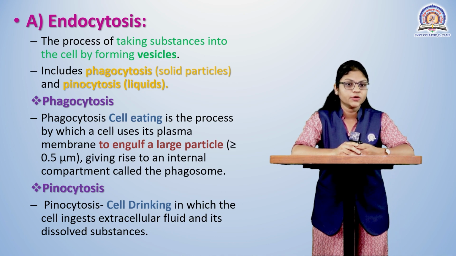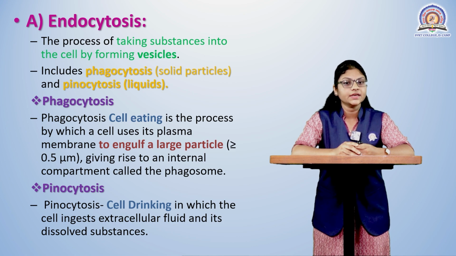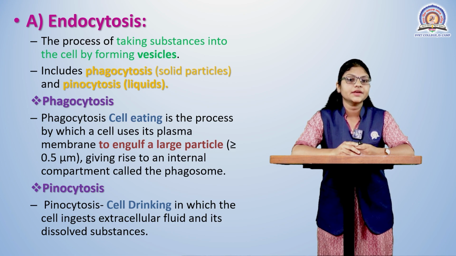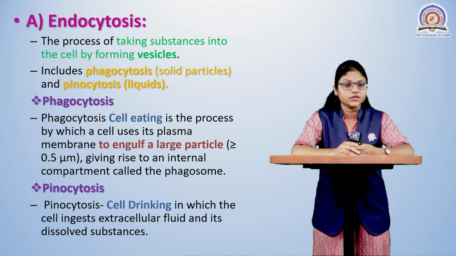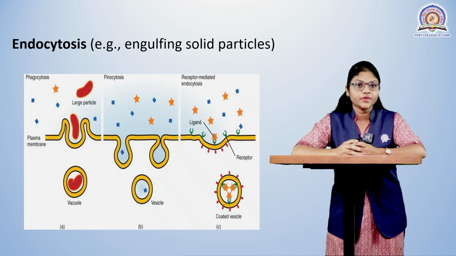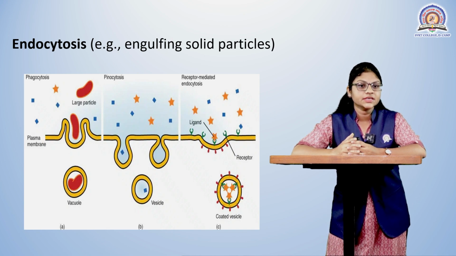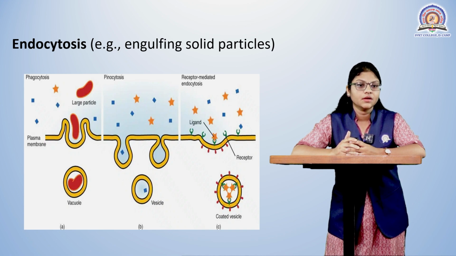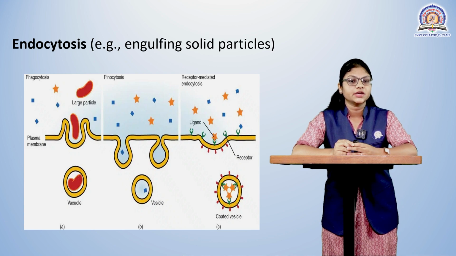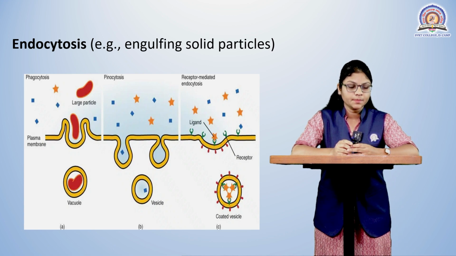Phagocytosis is also called cell eating. That means the cell engulfs larger particles, giving rise to an internal compartment called the phagosome. Pinocytosis is also called cell drinking, in which the cell ingests the extracellular fluid and its dissolved particles. This is the process of endocytosis. Here we can see that when a larger particle comes in contact with the plasma membrane, the plasma membrane starts to invaginate and covers that larger particle.